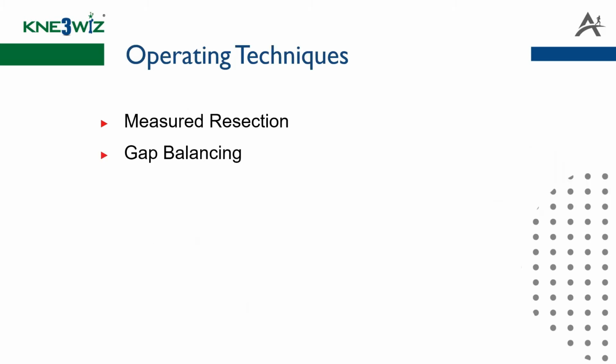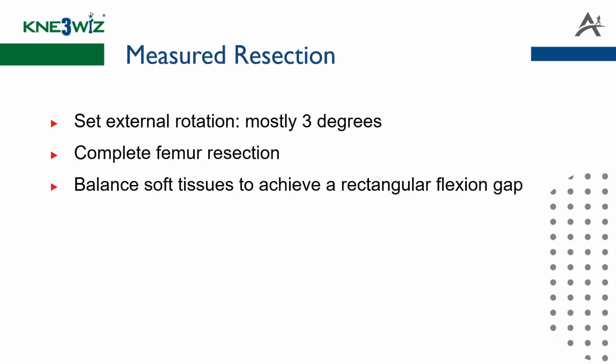Based on these four axes, two operative techniques have evolved: measured resection and gap balancing, with the aim to achieve a rectangular flexion gap. In measured resection, the surgeon usually sets the external rotation to 3 degrees, which is the average external rotation for the population undergoing total knee replacement. The femoral resection is then completed. Soft tissues are then released to achieve a rectangular flexion gap.